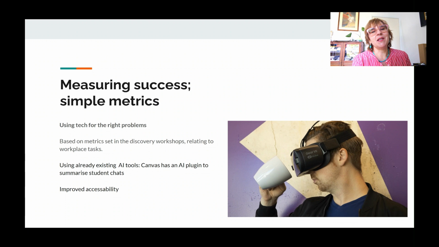So based on the metrics that we set in the discovery workshops that relate to workplace tasks, we want to be able to then extrapolate on where it can best be used. That would be using already existing AI tools. So Canvas has a plugin to summarize student chats, which would reduce the time that you're looking through every single student comment in Canvas, for example. So, what kinds of tools are already around? How can large language models be used safely without compromising data?